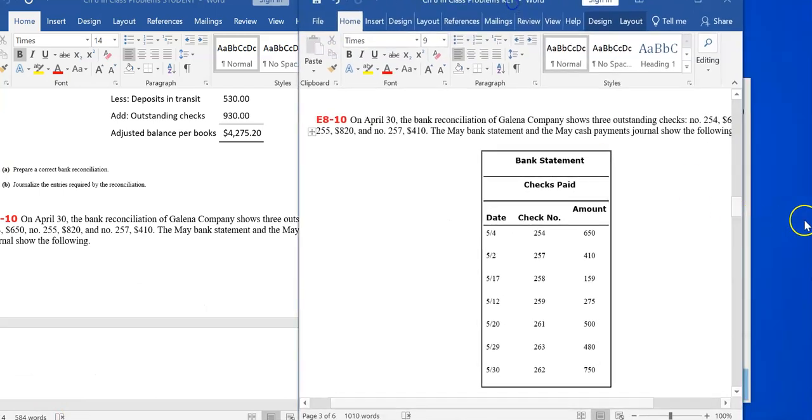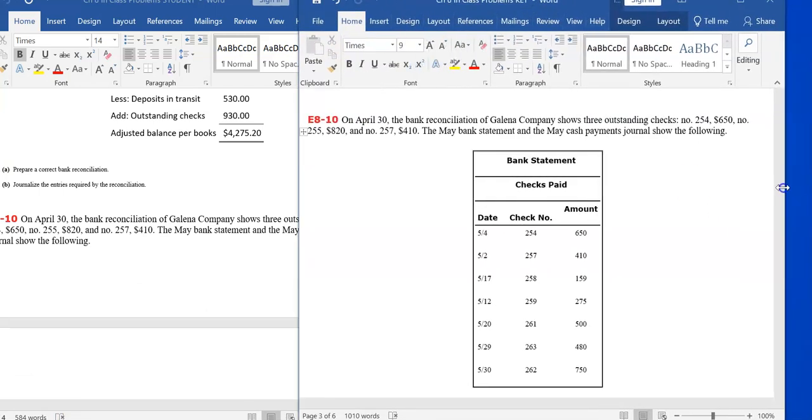All right, let's take a look at this next problem. And this is going to have us working with identifying outstanding checks. So on April 30th, the bank reconciliation of Galena Company shows 3 outstanding checks. Check number 240, 254, check 255, and check 257. So that was in April. The May bank statement and the May cash payments journal show the following. So during May, these were the checks that the bank processed. This came off of the bank statement. These are the checks paid.